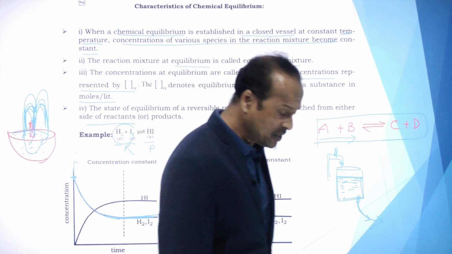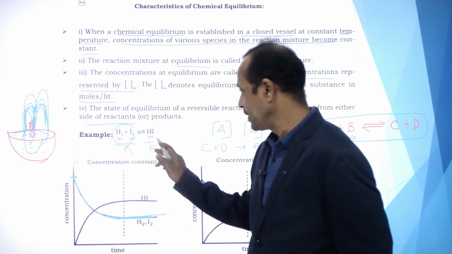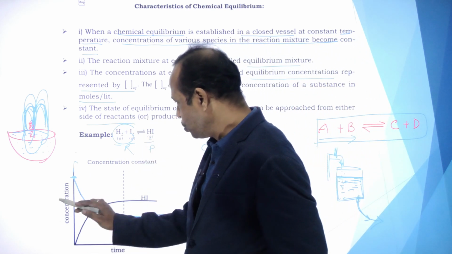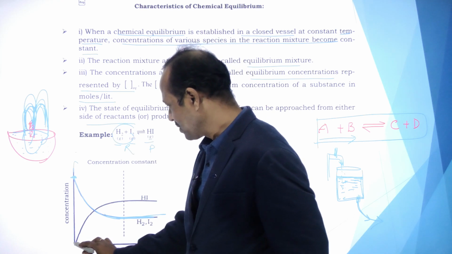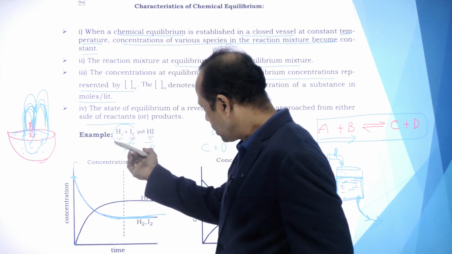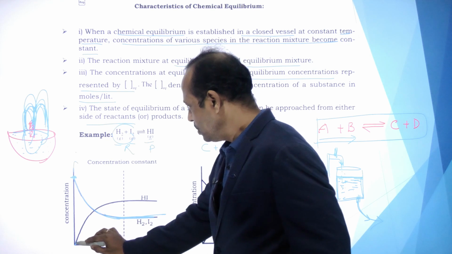Now if you see the product, what is the product here? Hydrogen iodide. At the start of the reaction there is no product, so this starts from 0. As the reaction goes on, the product is forming. So what happens now?